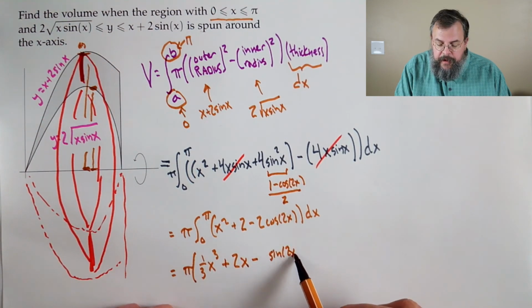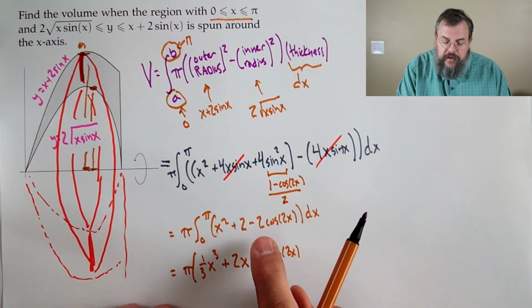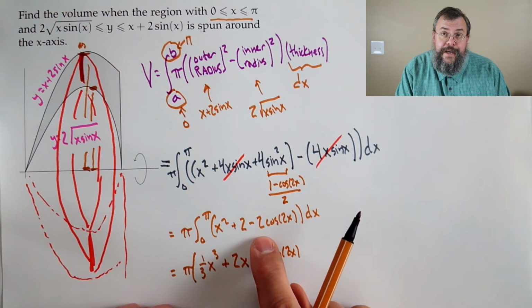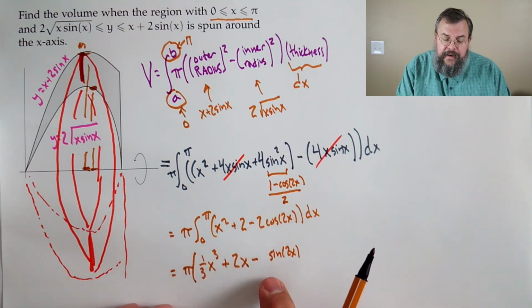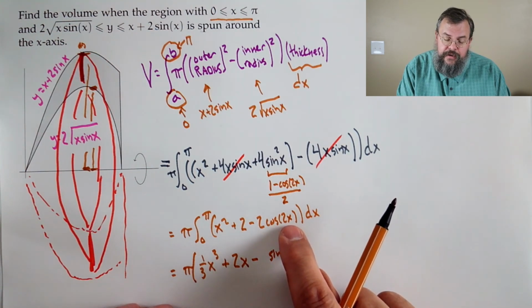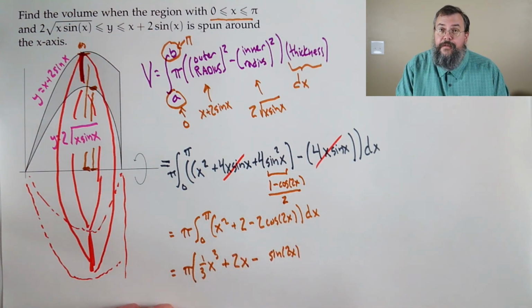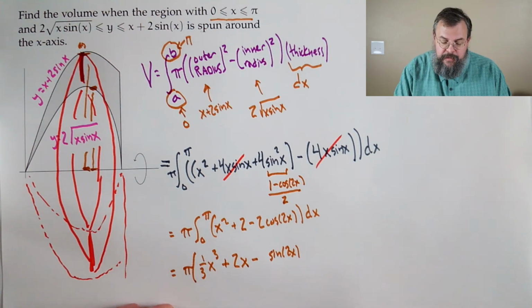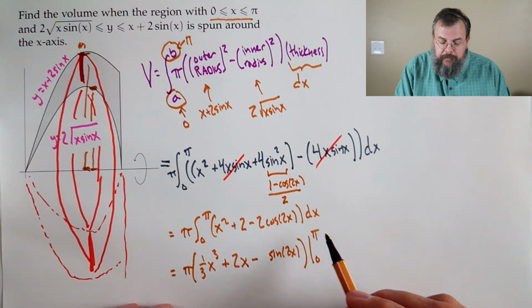Now, let's think about what we put in front. There was a 2 to begin with. What are we going to end up with? Well, we can think of it as 2 halves, because we have to divide by that 2. 2 halves, also known as 1. So it'll just simply be sine of 2x. Evaluate from 0 to pi.